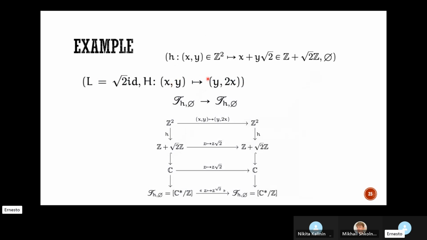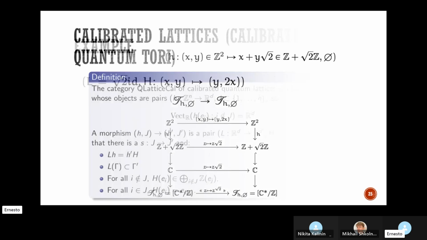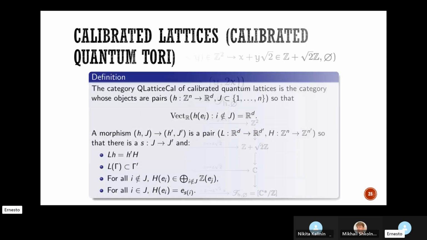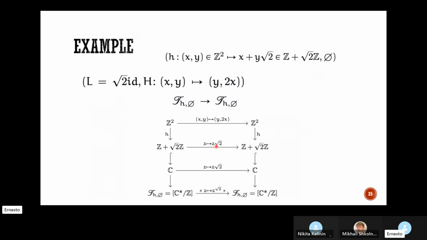So it's an integer matrix from Z2 to Z2. I'm going to call this L. Remember, L is just a linear mapping from R1 to R1. So, here it is, Z2 to Z2 goes like this. H sends Z2 to here, the bigger lattice to R1, to gamma. This is gamma.